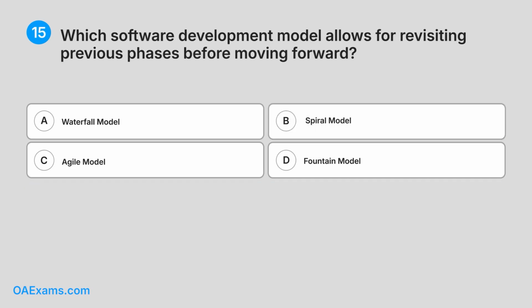15. Which software development model allows for revisiting previous phases before moving forward? A. Waterfall model. B. Spiral model. C. Agile model. D. Fountain model. Can you guess the answer?